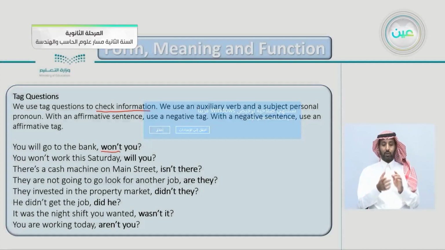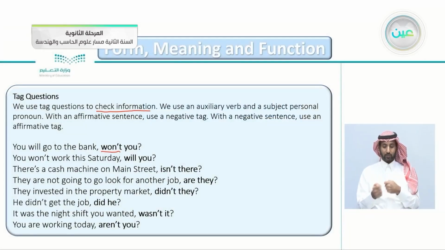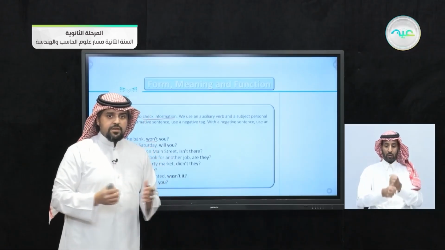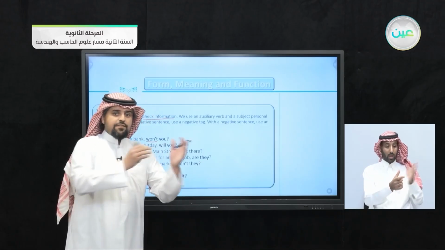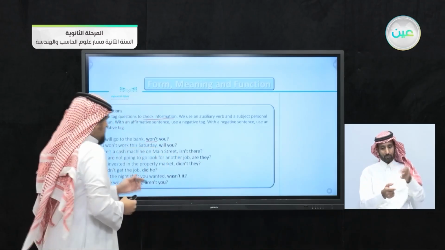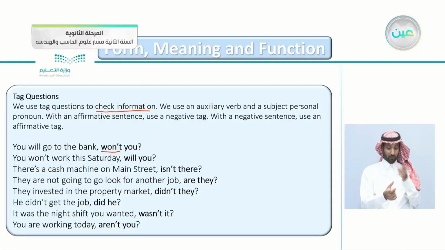There's a cash machine on Main Street, isn't there? So remember to take the same helping verb or auxiliary verb and just make it, if it's affirmative, negative. If it's negative, make it affirmative. For example, there's is the short version of there is. There's a cash machine on Main Street, isn't there? So we took is and made it negative.